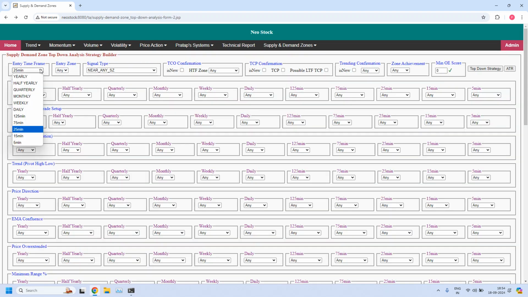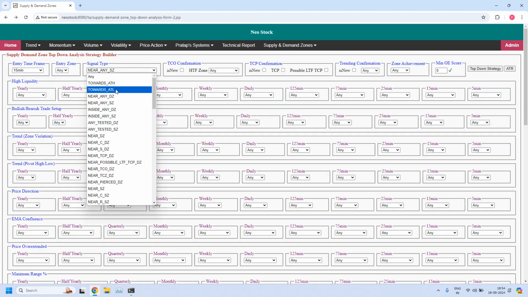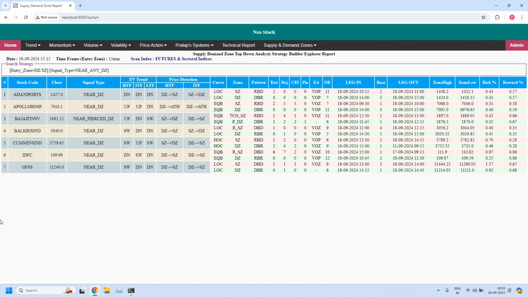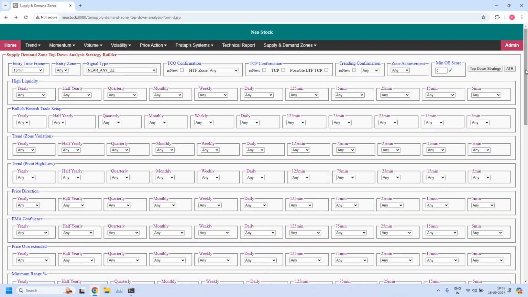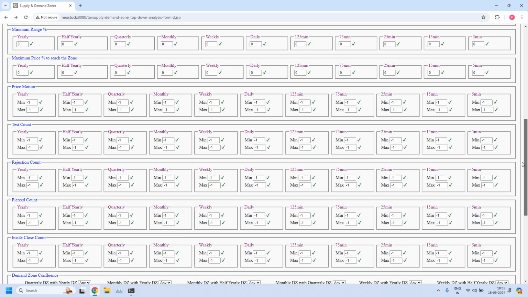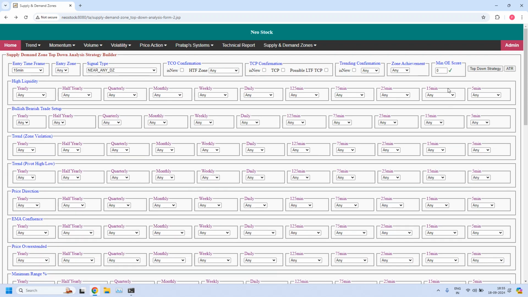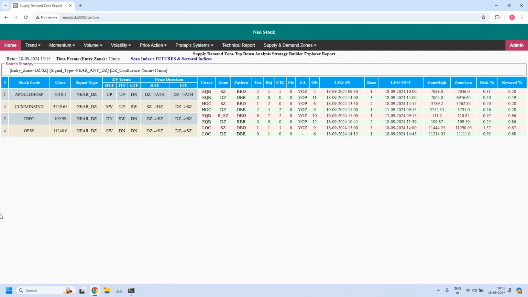Next time frame is 15 minutes. Let us find the stocks near 15 minutes demand zone. 7 stocks are filtered. Let's verify how many of these zones are having ITF confluence. 15 minutes demand zone with 75 minutes demand zone confluence. So I'm enabling this filter. LTF, ITF, demand zone confluence. 4 stocks are filtered.